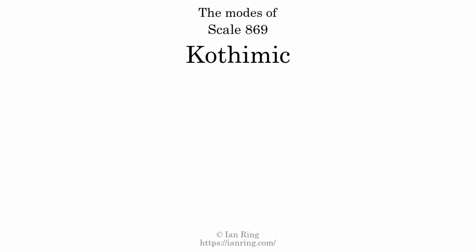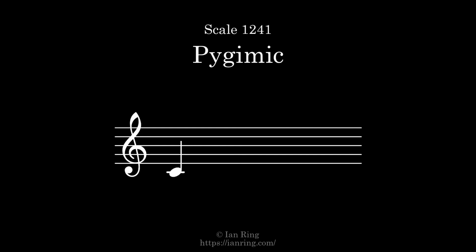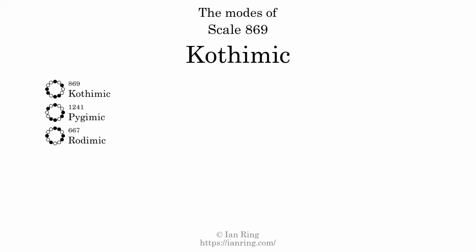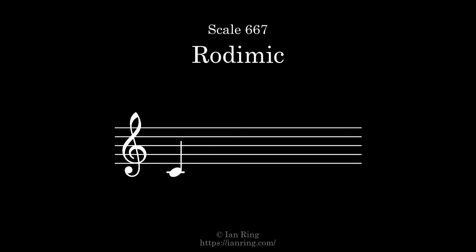This scale has 6 modes. The first mode is itself. The second mode is scale 1241, also known as Kothimic. It sounds like this. The third mode is scale 667, also known as Rhythmic. It sounds like this.